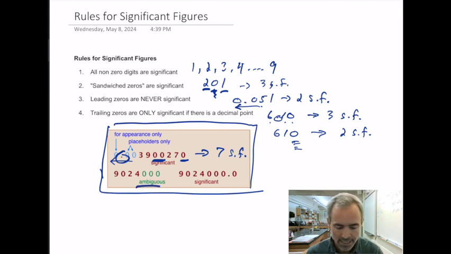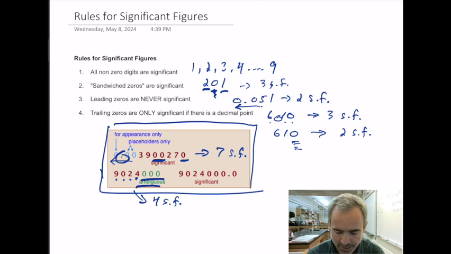Notice our next number, if we look at this one, these zeros, again, are trailing, no decimal point, so they're considered ambiguous. Again, just placeholders. So this number has 1. Now this 0 is significant because it's sandwiched, 2, 3, 4. So this number, we have 4 sig figs here.